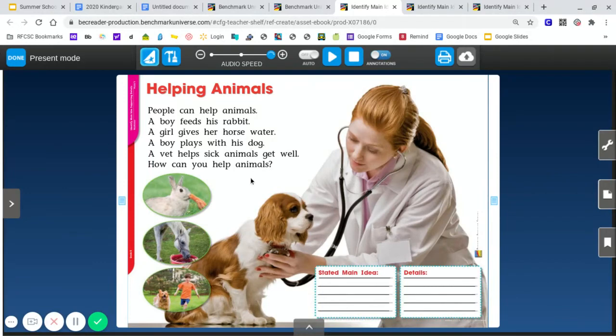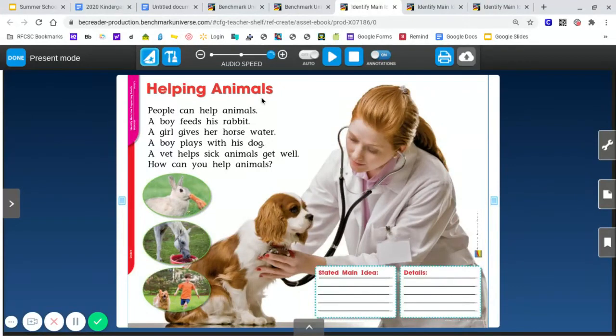Okay, so out of these sentences, which one is the main idea, what the story is about, or the text is about? People can help animals. A boy feeds his rabbit. A girl gives her horse water. A boy plays with his dog. A vet helps sick animals get well. Which one out of these is the main idea? Well, if you said people can help animals, you are correct.